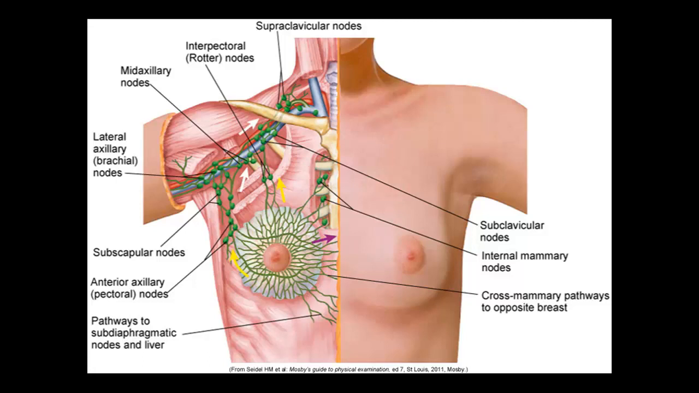Notice there's a whole bunch of them. We've got them going up into the middle of the chest. We have them going up into the armpit area, the axilla, and up into the area by the neck. So there are lymph nodes all over the place that are draining from the breast before they go back into the central circulation.